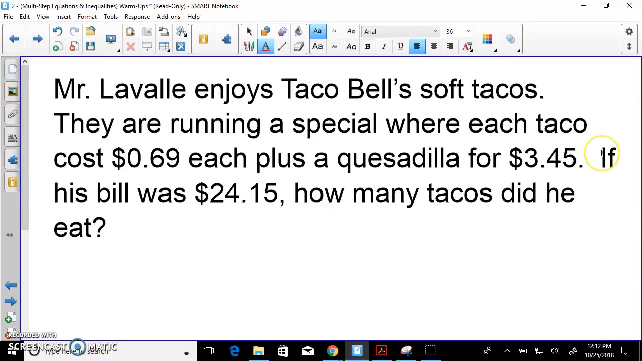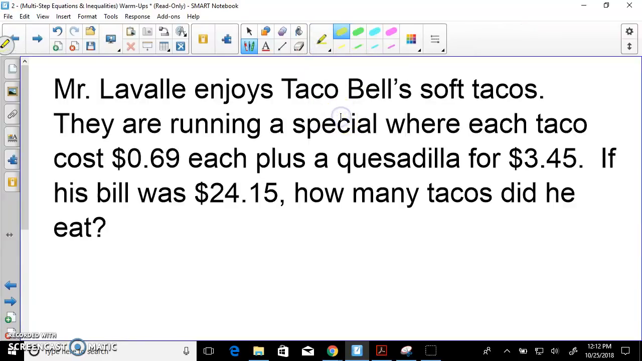In this next one, we're looking at Mr. LaValle, and he enjoys Taco Bell soft tacos. They're running a special where each taco costs 69 cents each, plus a quesadilla for $3.45. His bill was $24.15. How many tacos did he eat? So let's identify important information, and we're going to ignore irrelevant.